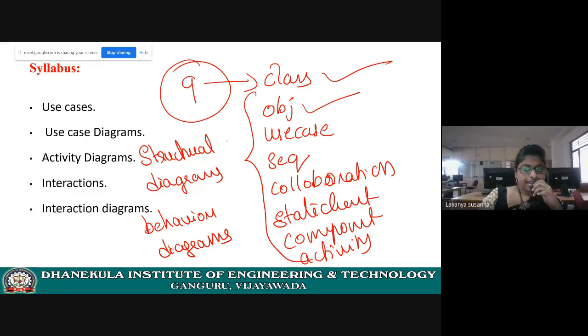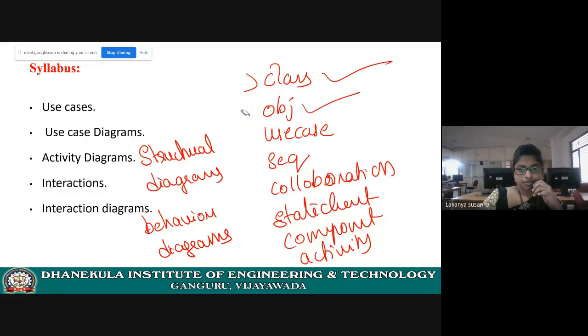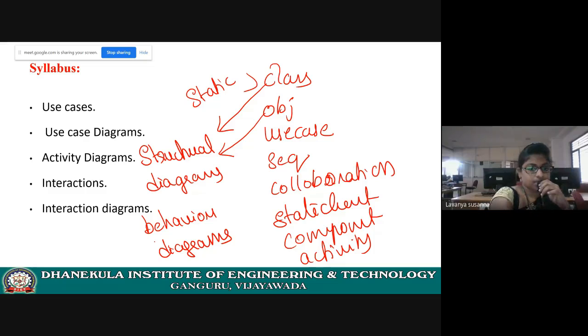See, structural diagrams, class diagram is a structural diagram, a static diagram, okay? Object diagram, see, like this, I will draw, 1 second, I will erase this, just wait. Okay, see, class diagram is a structural diagram, it is a static one. Object diagram is a structural diagram. Students, these are basic questions, you need to know what is a structural diagram, what is a behavioral diagram.